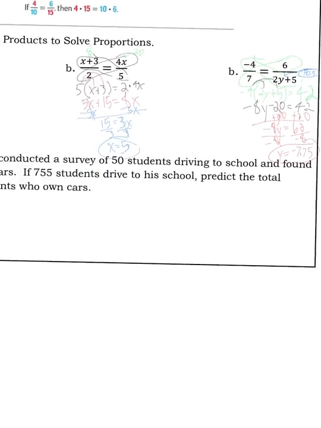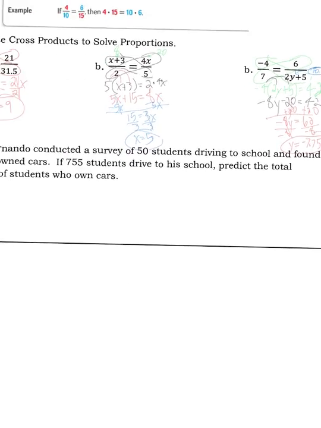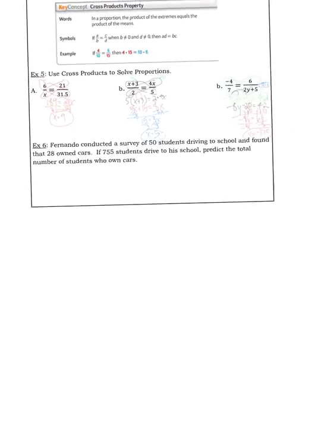So those are proportions. That's about as hard as it's going to get. I've got one more example that I haven't done. It's a word problem, but we're going to make some fractions with it. Fernando conducted a survey of 50 students driving to school and found that 28 owned cars. 755 students drive to school. Predict the total number who own cars.